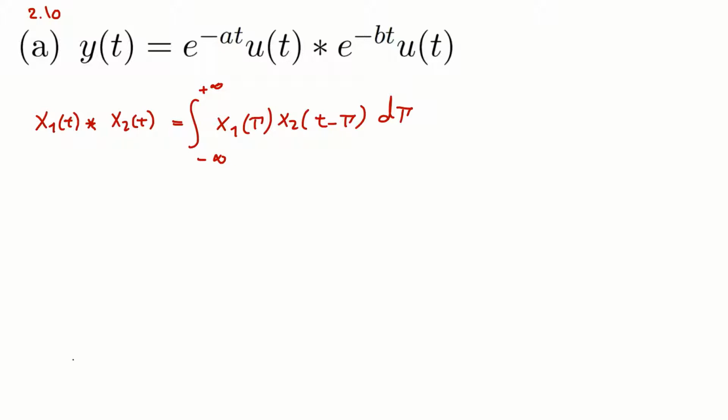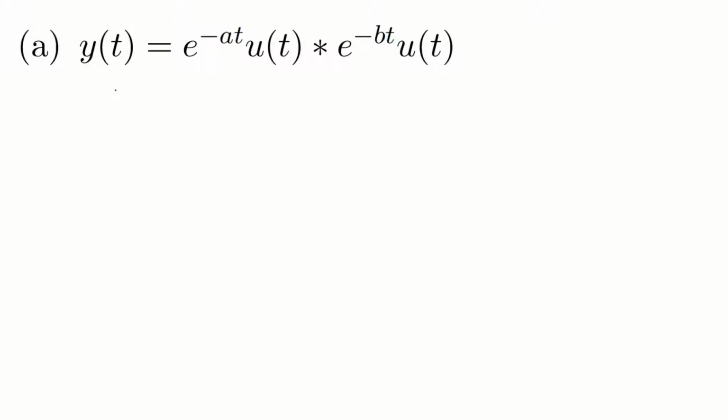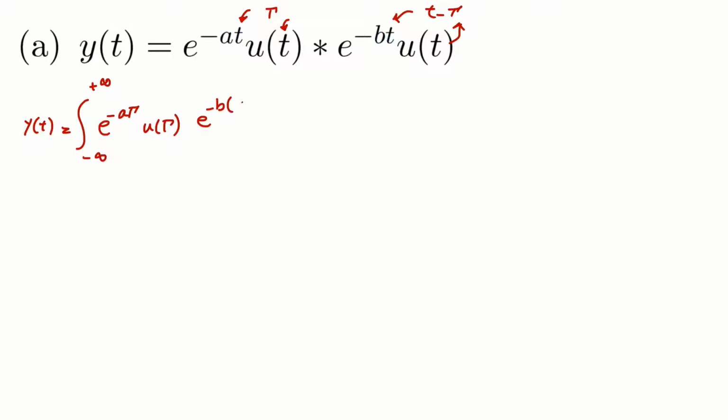All right, so let's apply that to this convolution. Then y(t) equals the integral from minus infinity to infinity of e to the power of minus a times tau, so I replace the variable by tau, u of tau, times, and I replace this one by t minus tau, e to the power of minus b times (t minus tau), u of (t minus tau) d tau. Okay?